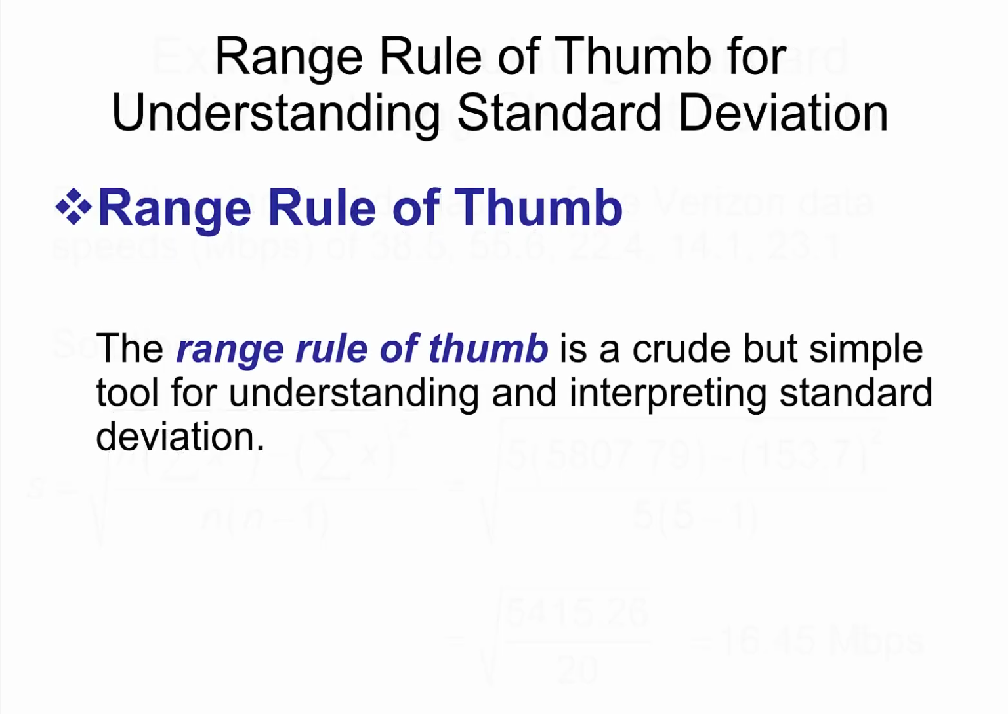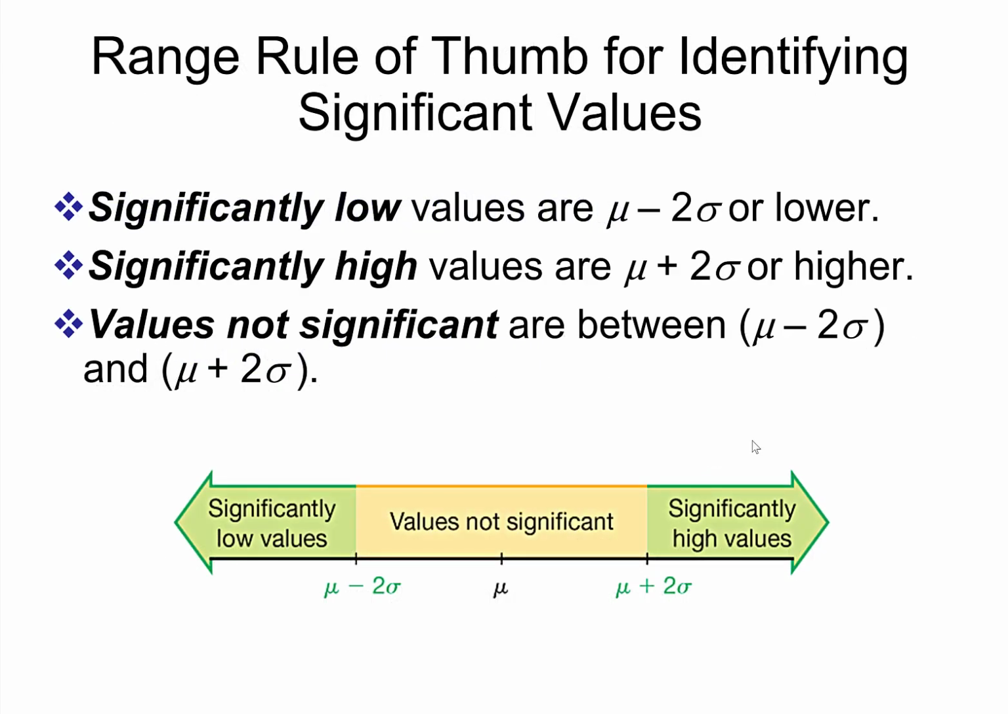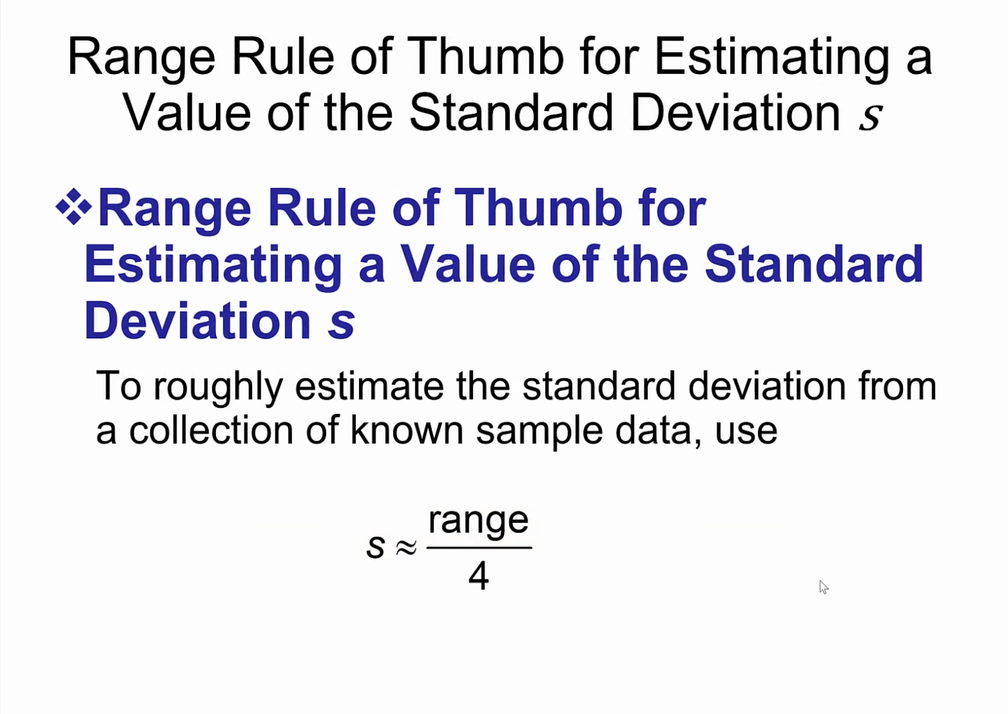We'll use StatCrunch. The range rule of thumb is a crude but simple tool for understanding and interpreting standard deviation. The vast majority, such as 95% of data values, will lie within 2 standard deviations of the mean. Significantly low values are values in the data set that are less than 2 standard deviations below the mean. Significantly high are data values that are more than 2 standard deviations above the mean. Values within 2 standard deviations of the mean are not significant. The range rule of thumb for estimating the value of the standard deviation is to take the range and divide by 4, and it will give an approximation of the sample standard deviation.